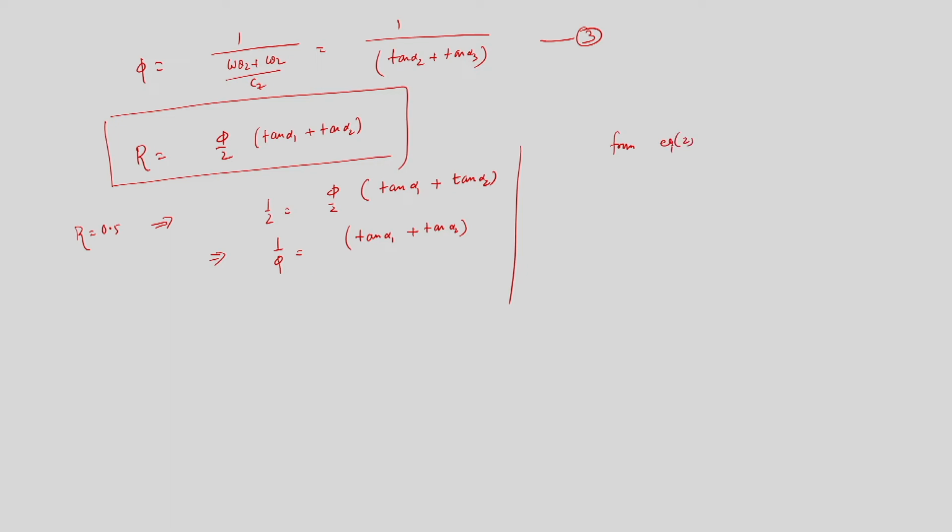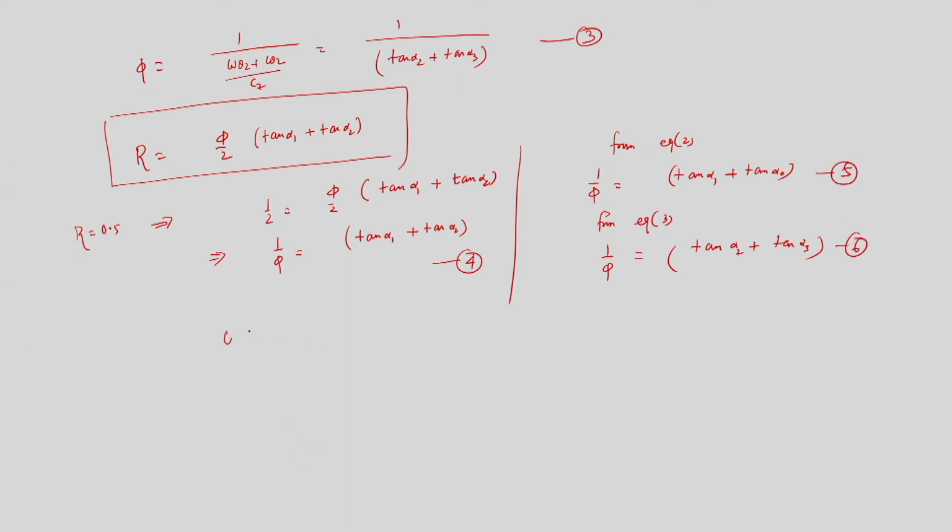From equation 2, I can write 1 by phi as equal to tan alpha naught plus tan alpha 1, and from equation 3, 1 by phi will be equal to tan alpha 2 plus tan alpha 3. So this is equation 4, this is equation 5, and this is 6.